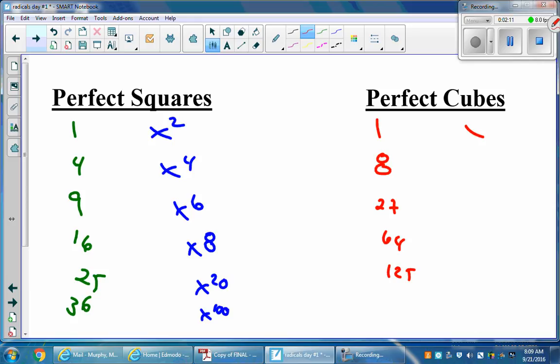Variables are also considered perfect cubes. Examples of those would be x to the 3rd, x to the 6th, x to the 9th, x to the 12th, x to the 15th. If you take a look at those exponents, they're all divisible by 3. So for a variable to be a perfect cube, the exponent has to be divisible by 3.